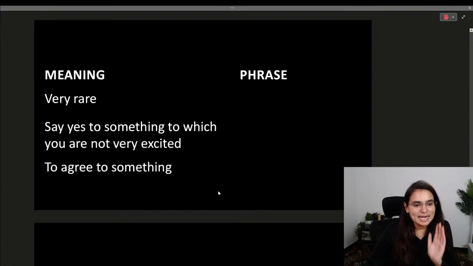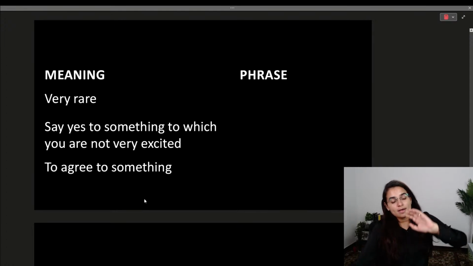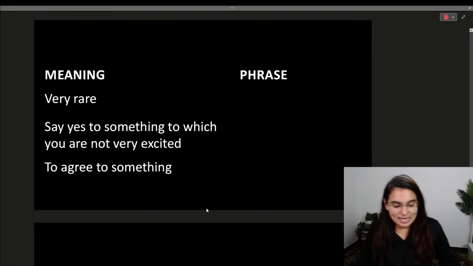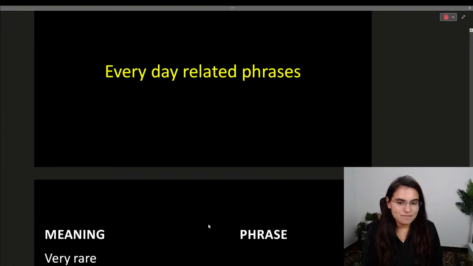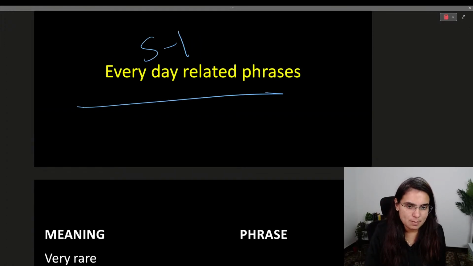What is the right phrase for something which is very rare? Which you do very rarely. What is the right idiom for that? Right phrase for that? Everyday related session number 1.